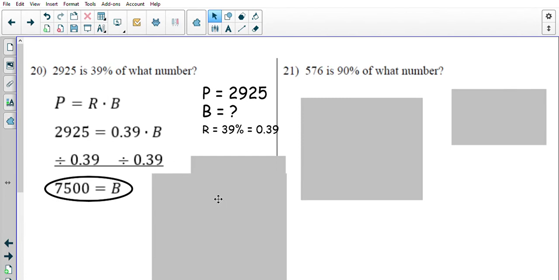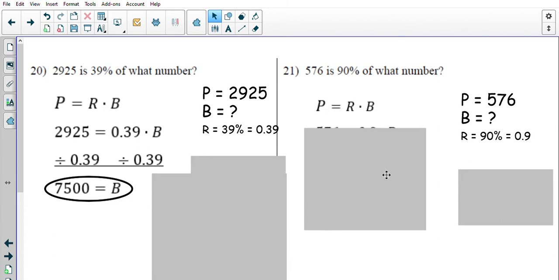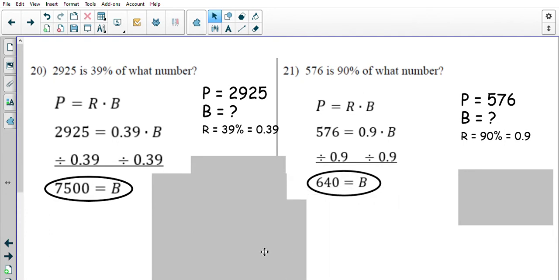All right, let's try number 21. 576 is the part, 90% is 0.9, that's R, and my base is my unknown. So for P equals R times B, we have 576 equals 0.9 times B. Divide both sides by 0.9, and we will get a solution of 640.